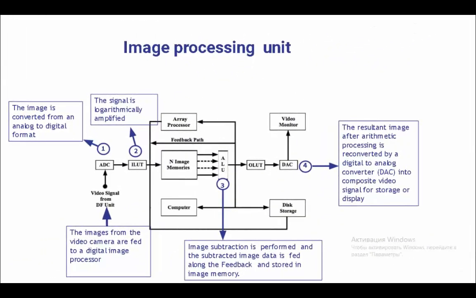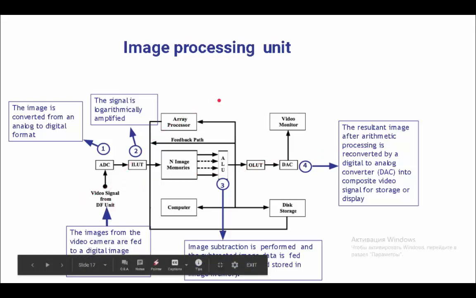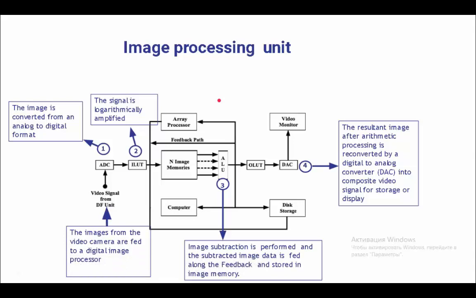After the image leaves the intensifier, it gets converted to an electrical image by a video camera, and then it enters the image processing unit. The image processing unit is the heart of DSA. This is where the actual subtraction takes place. The video signal then passes to the analog to digital converter, where the image is converted from analog to digital format. Then it enters the ILUT component, which is the input lookup table, in order to be logarithmically amplified.